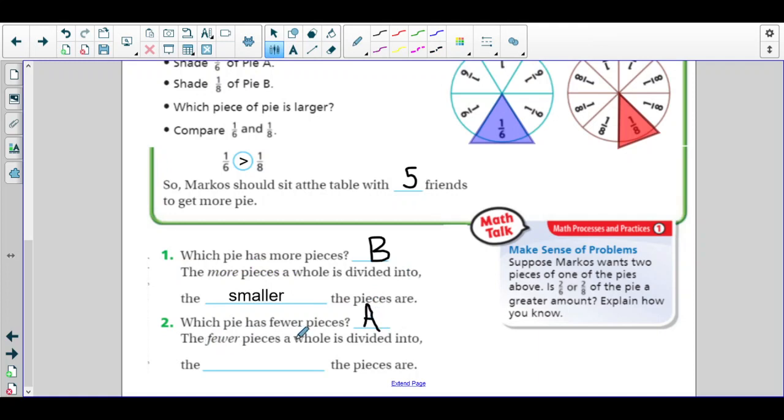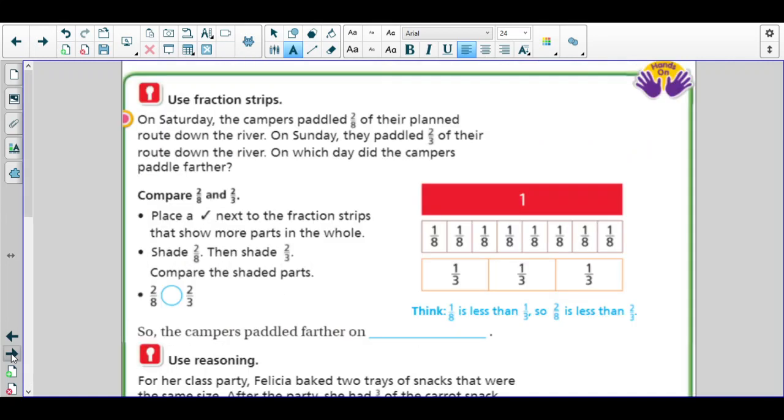The fewer pieces a whole is divided into, the larger the pieces are. And we'll come back to some examples of that. I told you it'll start off a little bit confusing, and then we'll give you some tools here and it will start to make a whole lot of sense.